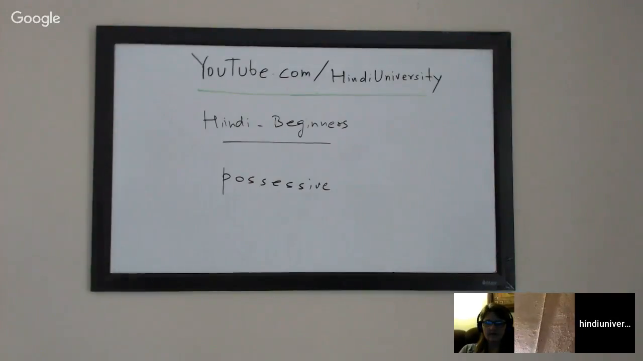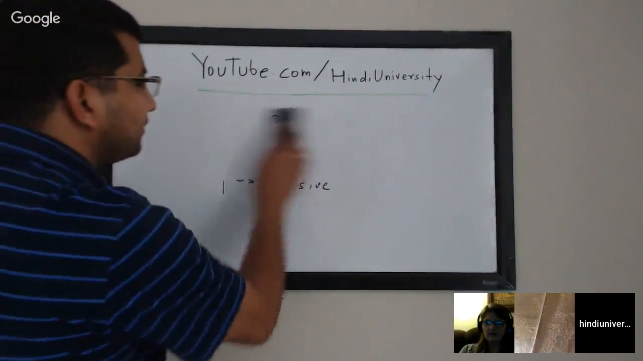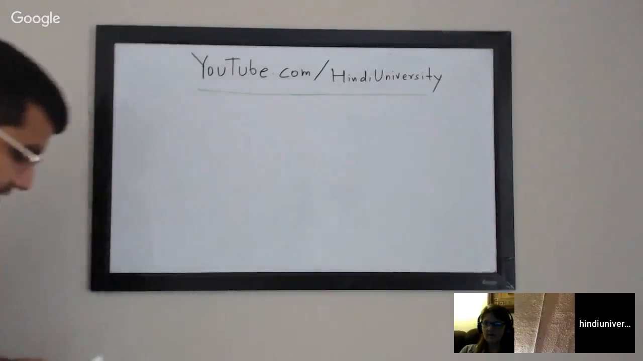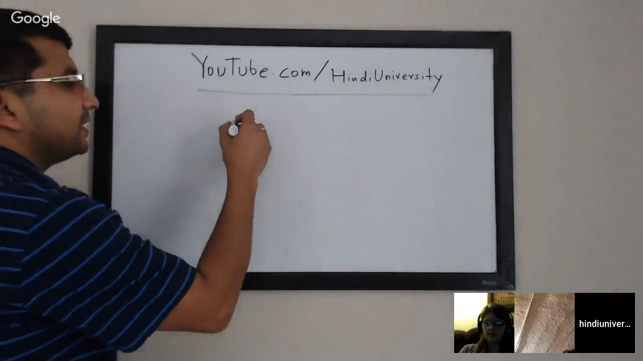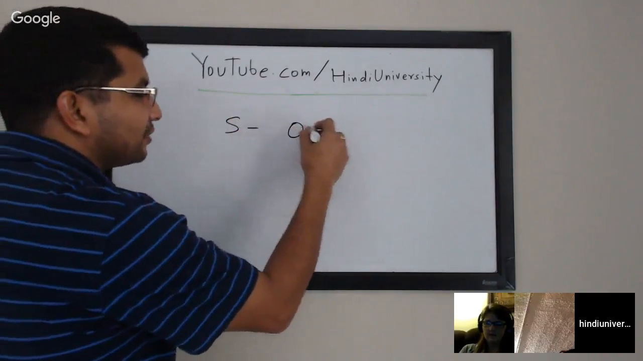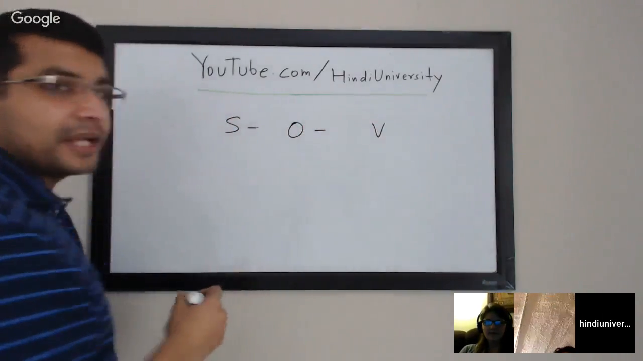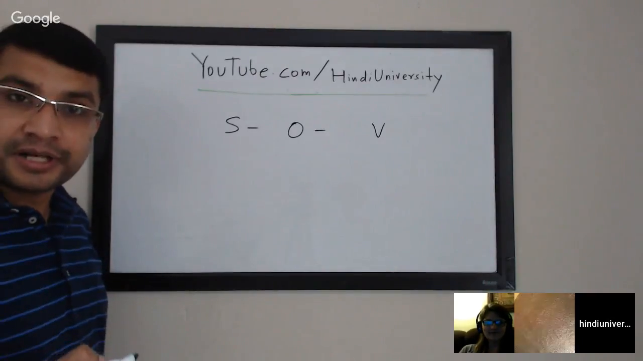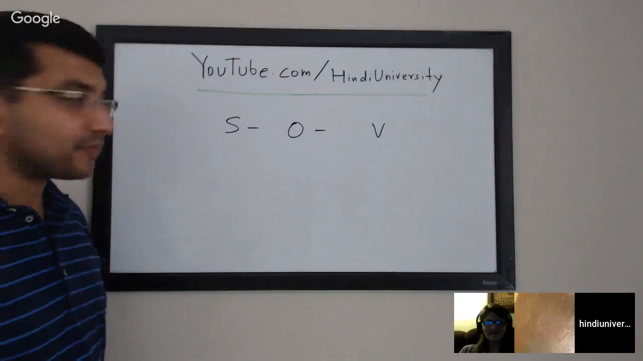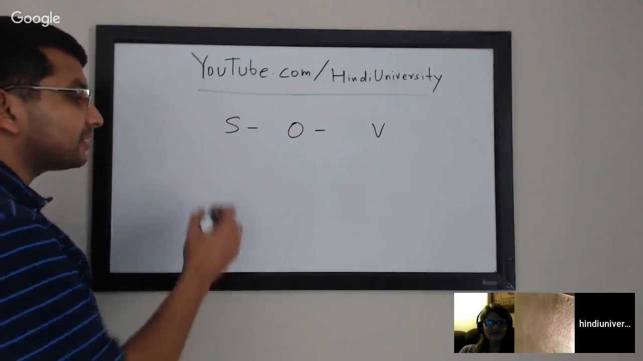As you guys know, when we started this session, we used a very simple format. We discussed that Hindi is an SOV language, where you have subject, object, and verb, as opposed to English, which is SVO, where you have subject, verb, and object. So we kept the beginners class pretty simple.